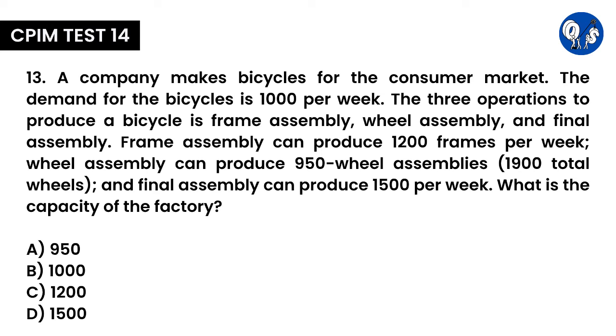There are some numericals like this, which don't necessarily need a formula or a long calculation to get the answer. You simply need logic to solve them. In an instant you can answer the question. So the explanation is the factory can only produce as fast as the slowest operation or bottleneck. So although the final assembly area can produce 1500 bicycles per week, the slowest supporting operation can only produce 950.